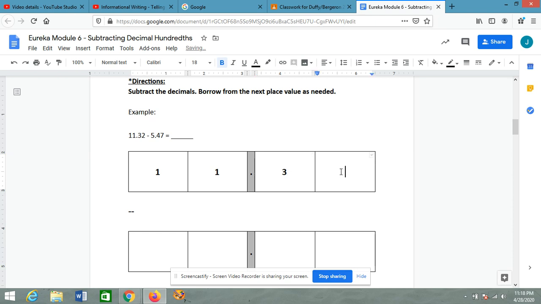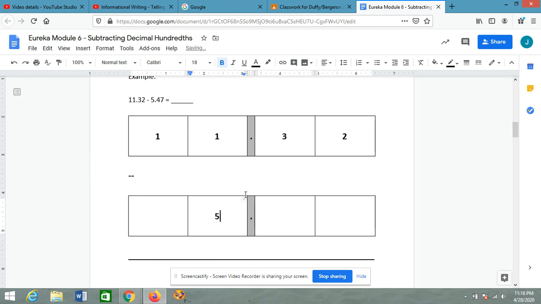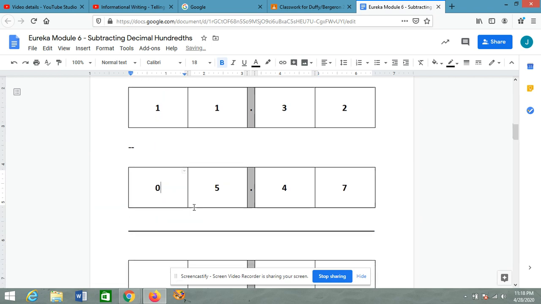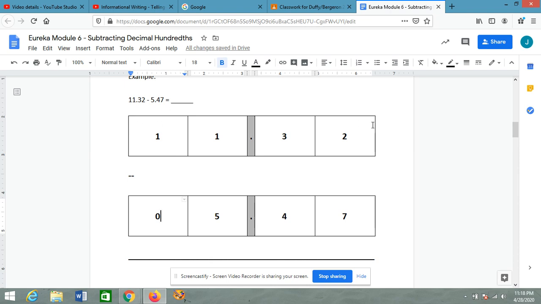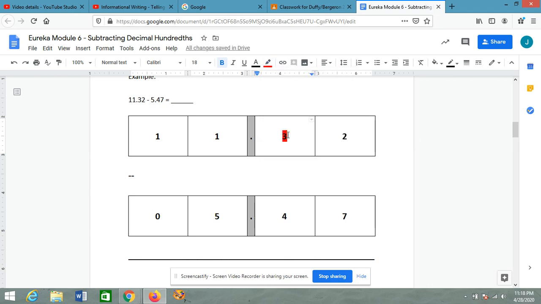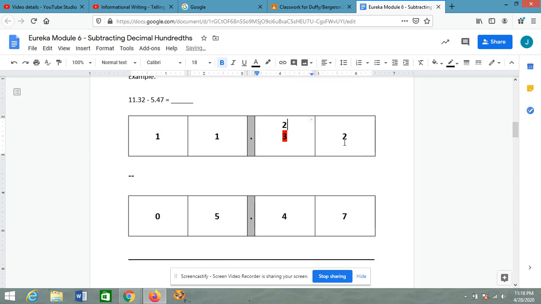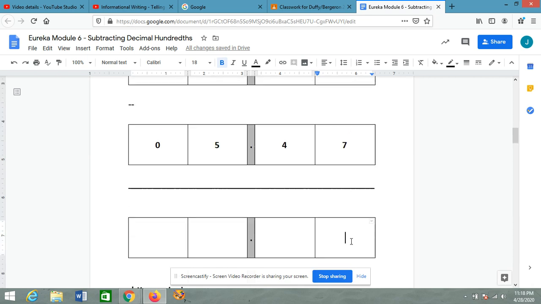11 and 32 hundredths minus 5 and 47 hundredths. Okay, so now let's do our subtraction. We'll go all the way to the right. 2 hundredths minus 7 hundredths. Can't do that. We're going to borrow. So we took 1/10, there's 2/10 left there. That 1/10 we took becomes 10 hundredths. Now we have 12 hundredths. 12 hundredths minus 7 hundredths is 5 hundredths.